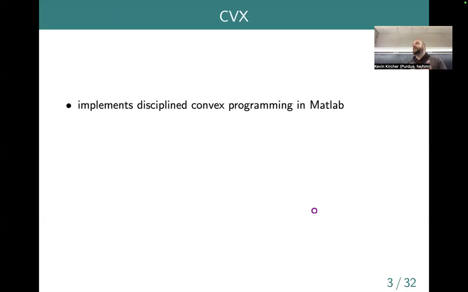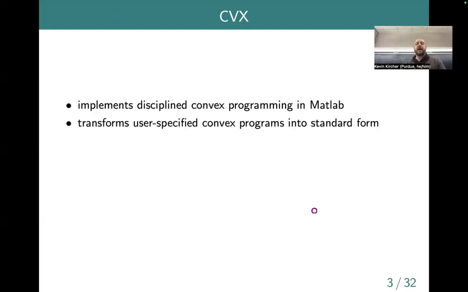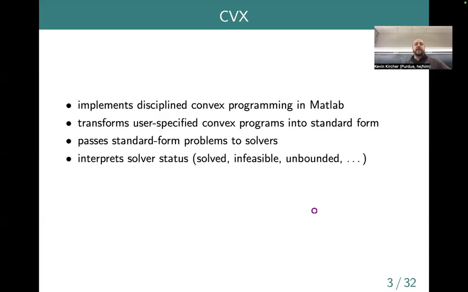All right, so CVX is one implementation of disciplined convex programming, and there are others in other languages. CVX is the MATLAB implementation. And so basically, as I mentioned, it takes the program or the problem that you specify, and it transforms it into a form that can be given to a solver, passes it to a solver, and then interprets the exit status from the solver, which could be everything was cool, it took me 30 seconds to solve your problem, and here is a certificate of optimality, something like that.